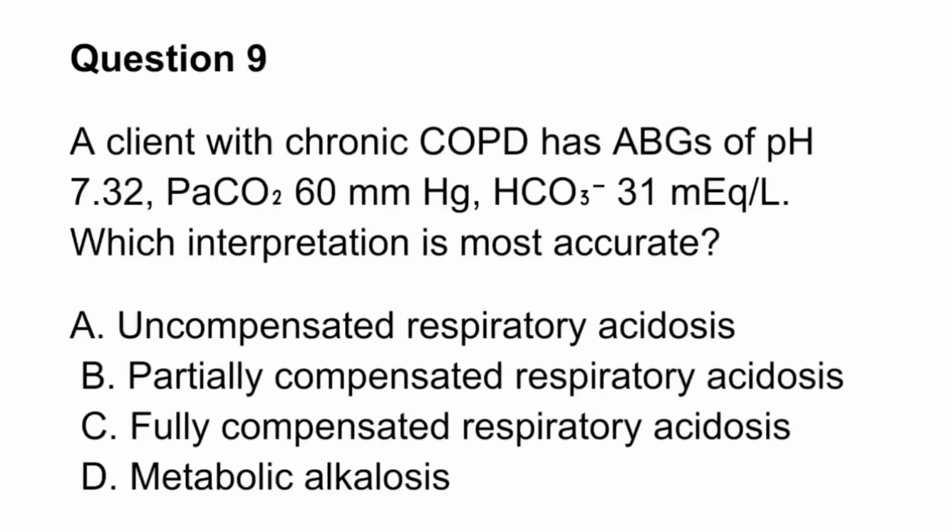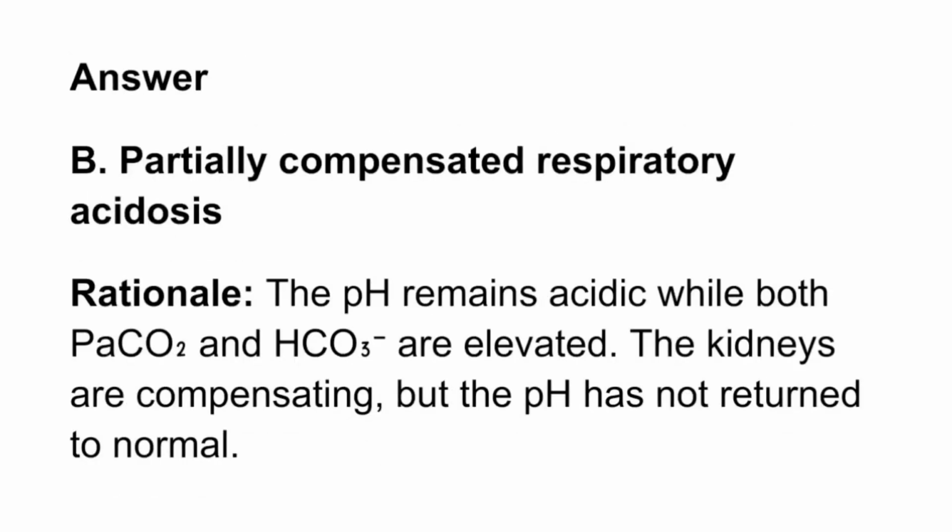Question 9. A client with chronic COPD has ABGs of pH 7.32, PaCO2 60 mm of mercury, HCO3 31 milliequivalents/L. Which interpretation is most accurate? A. Uncompensated respiratory acidosis. B. Partially compensated respiratory acidosis. C. Fully compensated respiratory acidosis. D. Metabolic alkalosis. Answer. B. Partially compensated respiratory acidosis.